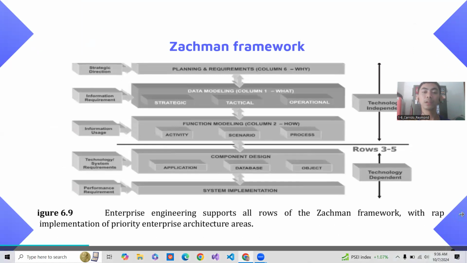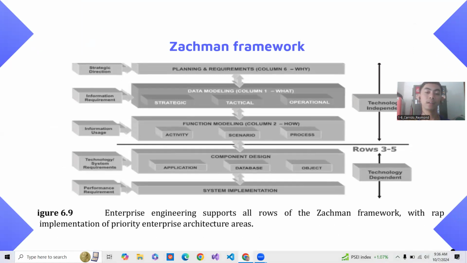So here's the Zachman framework. In this module, I will discuss data modeling, column 1, the what, and function modeling, column 2, which asks the how. So let's move on.